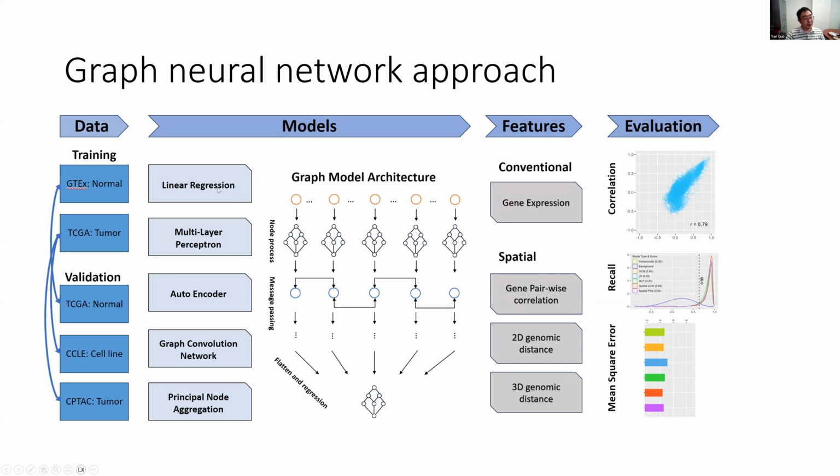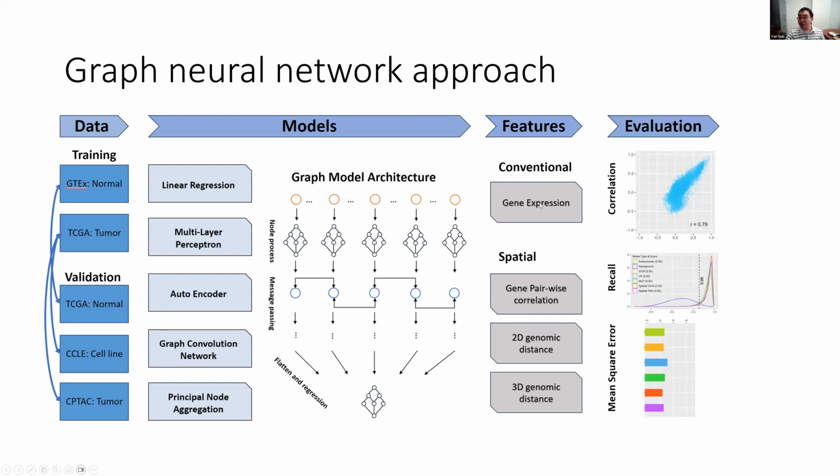And then for the models, we tried traditional linear regression. We tried a multi-layer perceptron, which is just traditional deep learning. We tried an autoencoder. We tried two different graph types of neural network, a graph convolutional network and principal neighbourhood aggregation. So this is the rough depiction of the graph neural network.